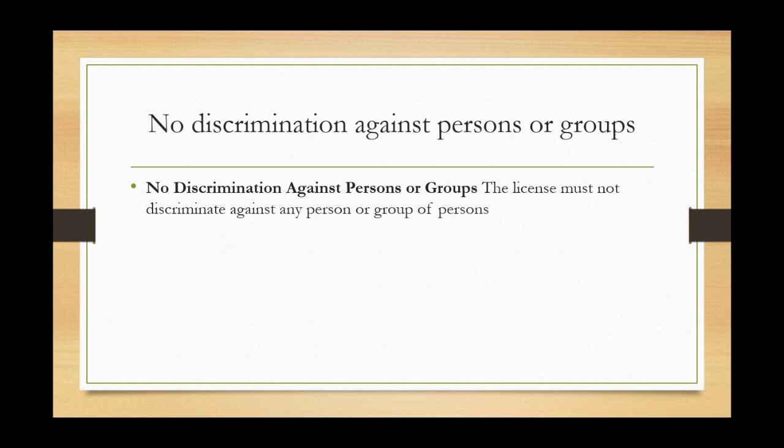There should not be any discrimination against persons or groups. So if you have decided to label your software as open source, then you should not discriminate against any person. If you have your beliefs or your traditions, then leave your traditions and your beliefs out there, because you have decided your software to be open source. Then you shouldn't discriminate against anyone from using it. You should not discriminate against anyone from modifying it or from sharing it.